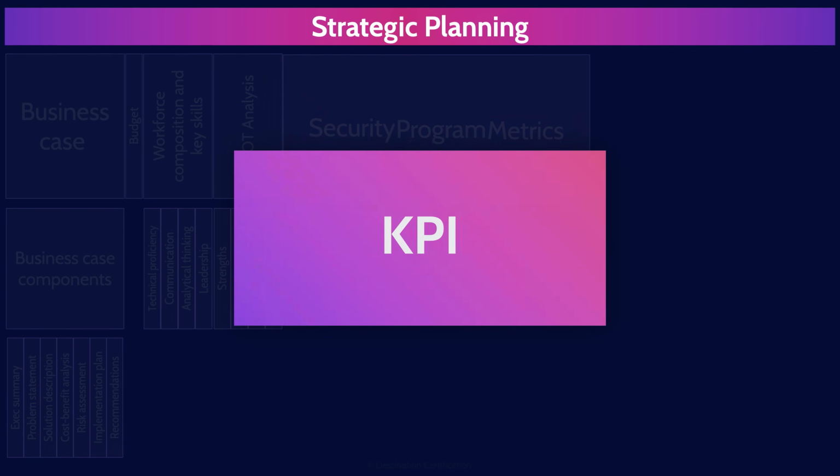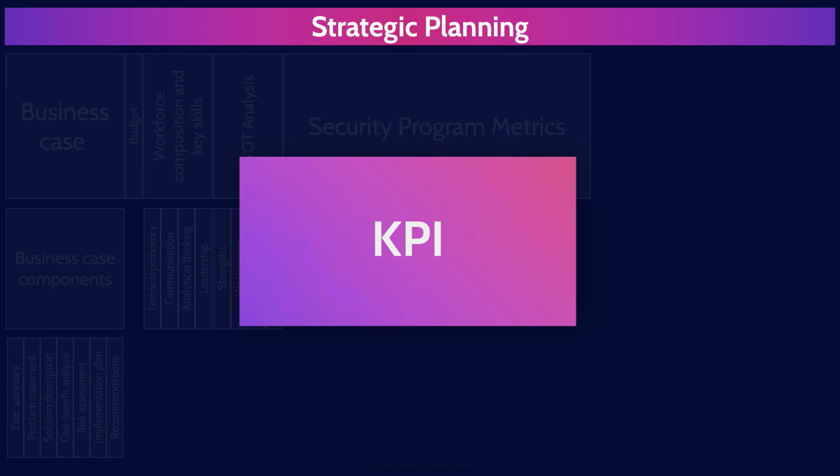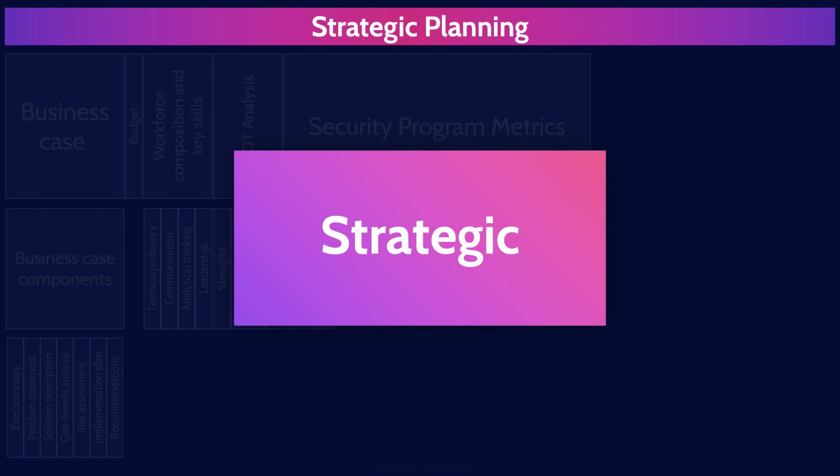Key performance indicators measure operational efficiency and effectiveness of security controls, processes, and teams against established baselines and targets. The main types of these include strategic, operational, and tactical. Let's review these. Strategic KPIs align security performance with long-term organizational objectives, measuring how effectively security investment supports business growth, risk appetite, and competitive positioning.